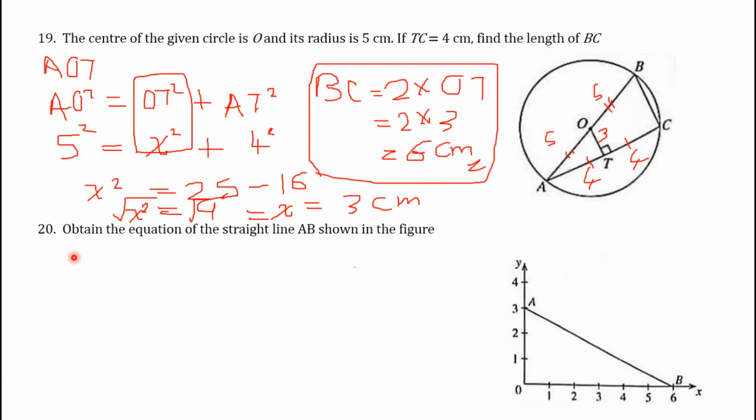So with that, let's move on to question number 20. Obtain the equation of the straight line AB shown in the figure. So this is a straight line AB. They are asking to find the equation of this. The equation will be y equals mx plus c. M represents the gradient, that is the slope of this line, and c represents the intercept. Whenever a straight line intersects the y-axis while x is 0, that is known as the intercept. So the intercept of this graph will be 3 because it intersects the y-axis while x is 0. Now we should find the gradient. We should use this equation.